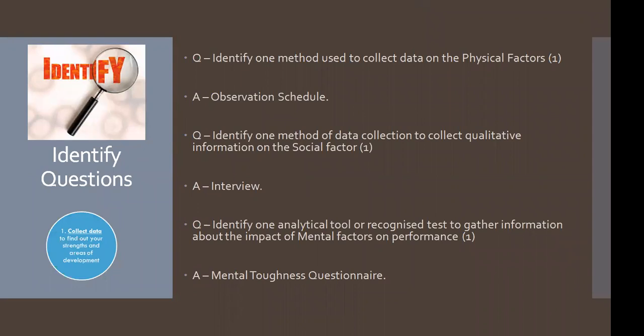So last slide for identify, pretty straightforward here. Here's the questions, here's the answers. I'll not read through every single question and answer, that'll be for you to read later on, but you can see the first one, very straightforward. Identify 1 method used to collect data on the physical factor and observation schedule. So just getting them right in at the start, make an identification.